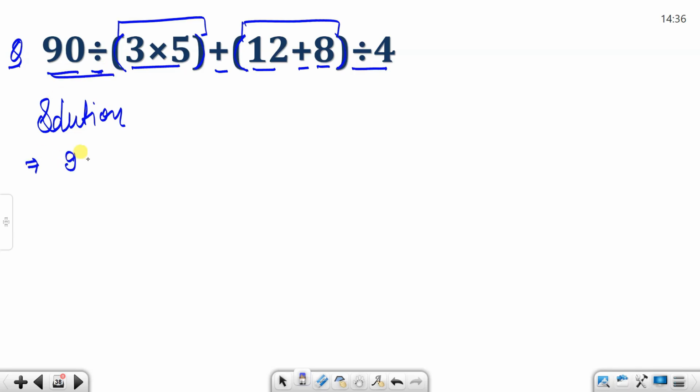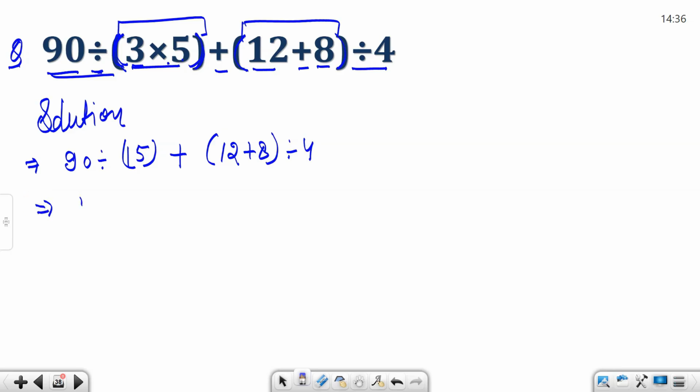90 divided by, here we'll follow this parenthesis, so 3 times 5, that becomes 15. 90 divided by 15 plus, in the bracket, 12 plus 8, bracket close, divided by 4.